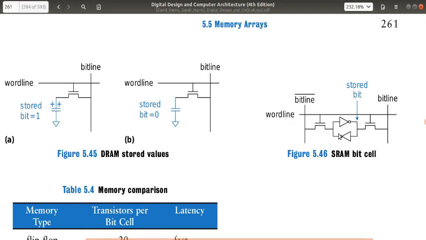But when it comes to an SRAM, there are two MOSFETs here and two inverters here, coupled in sort of like a loop. So whatever you are storing here, it is reinforced by both, and it will be stored in this part.